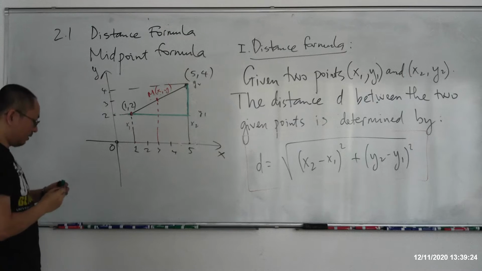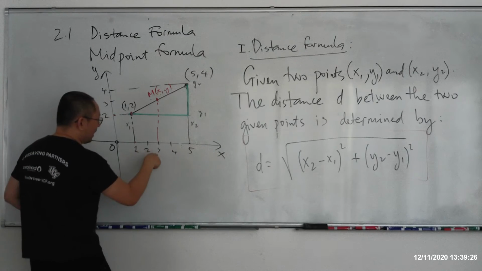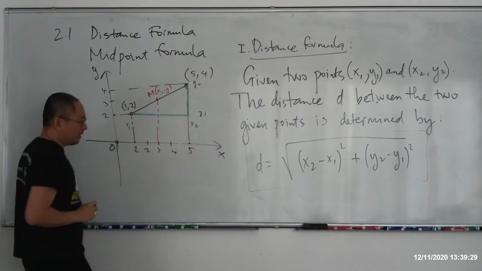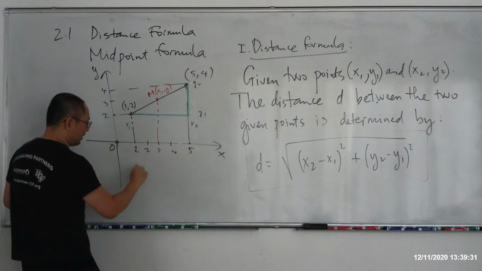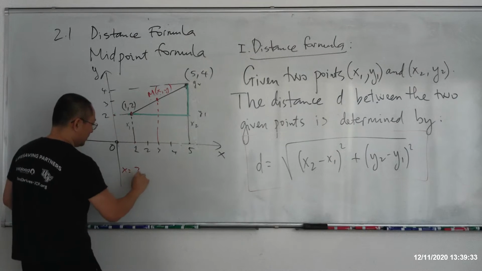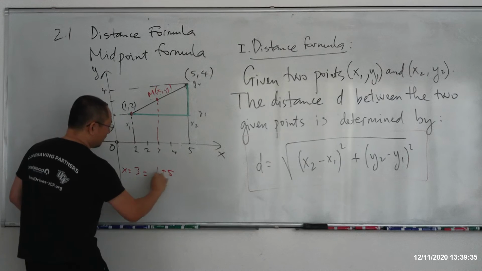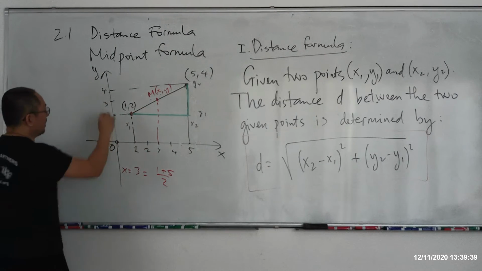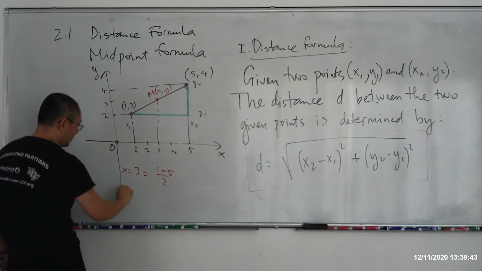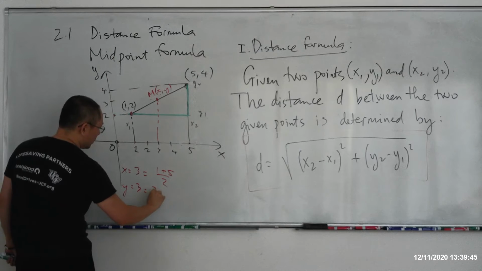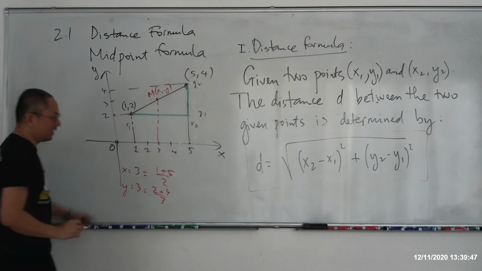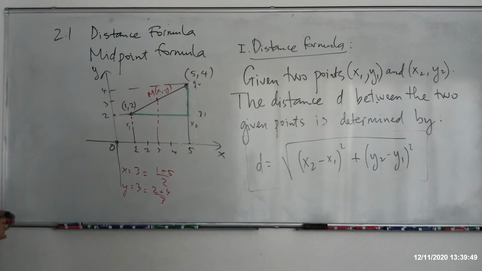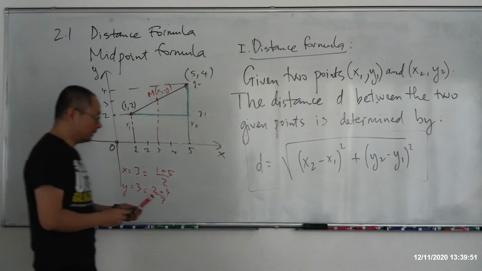Okay. So how do you find that point? You see that 3 right here is really the average of 1 and 5. Right? x equals 3. You go 1 plus 5 over 2. Okay, it's 3. And for the y coordinate of M, what is it? That second 3 right here is right in the middle of 2 and 4. So y is what? 3, which is 2 plus 4 over 2. Okay. The average of the x coordinates and the average of the y coordinates. Then you get a midpoint.